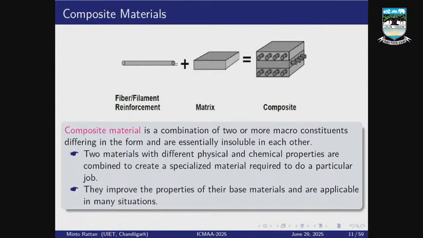Thus, a composite material is a combination of two or more micro-constituents differing in form and essentially insoluble in each other. They are different from alloys. Two or more materials with different physical and chemical properties are combined to create a specialized material required to do a particular job. They improve the properties of their base materials and are applicable in many situations.